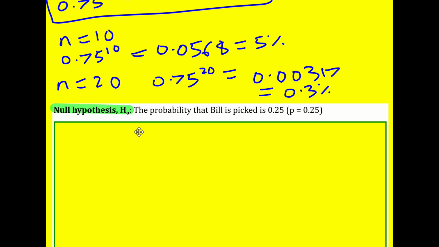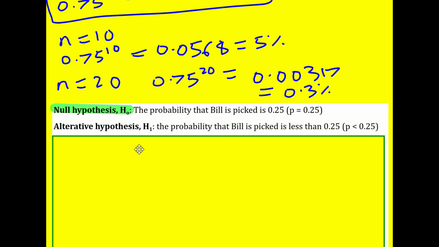We then have a different hypothesis, which we call an alternative hypothesis. We call this H0 and this one H1. And that is our suspicion: the probability that Bill is picked is actually less than 0.25. We can't really do a calculation with that because we don't actually know what it is. We want to convince ourselves that that is the case, or find out if it is. So these are two absolutely crucial ideas. When we construct a hypothesis, we actually construct two hypotheses, a null and an alternative.